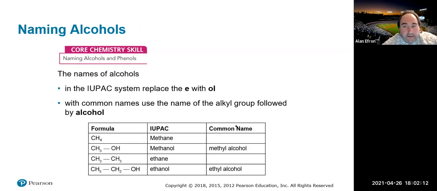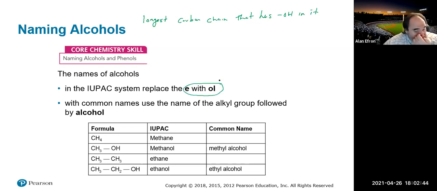So let's talk about alcohols and how we go about naming them. We name alcohols pretty much the same way as we name everything else. We're going to be looking for the longest carbon chain that has the OH group in it. That will be based off of those alkane names. We'll drop the E and replace it with OL, and we will get our alcohol name.